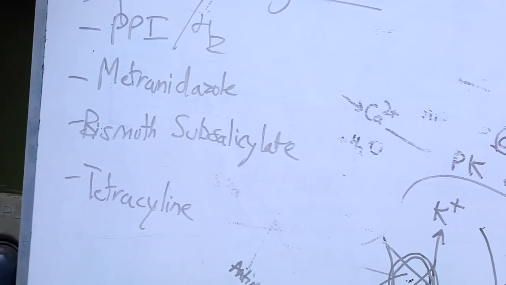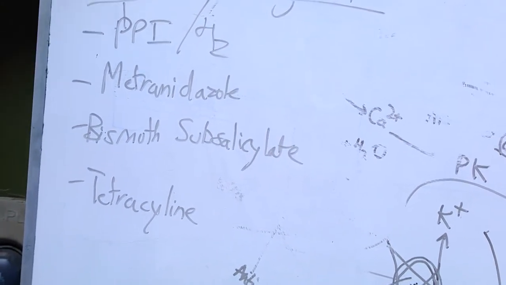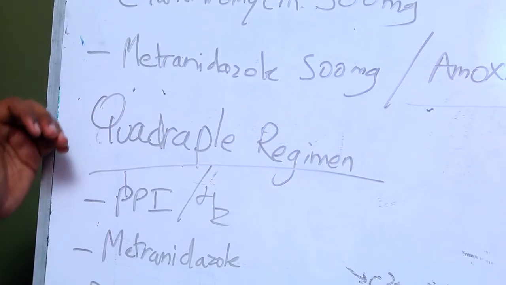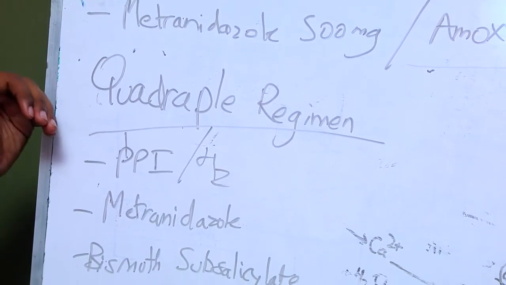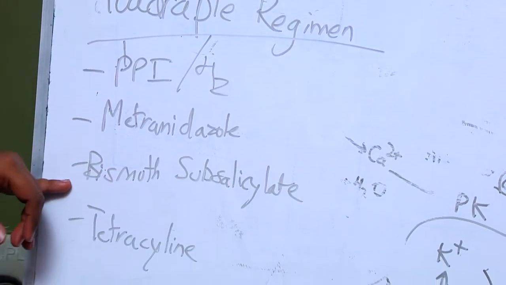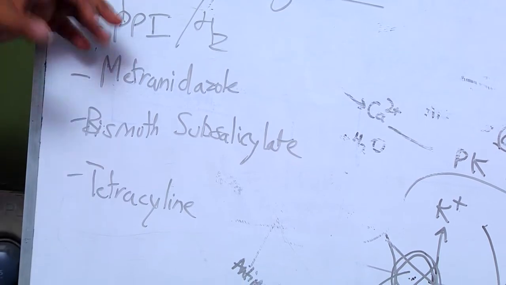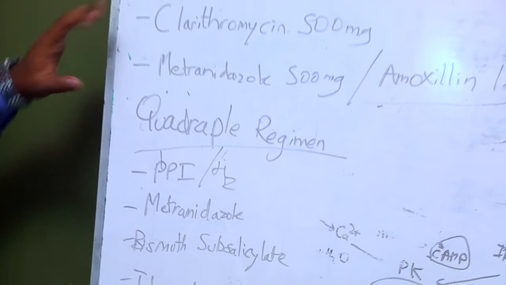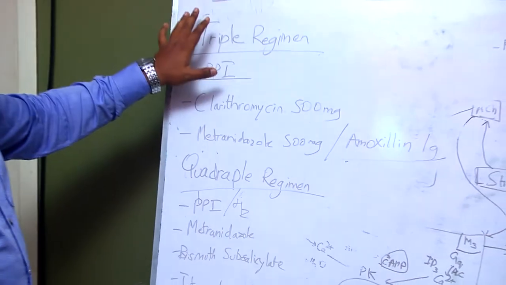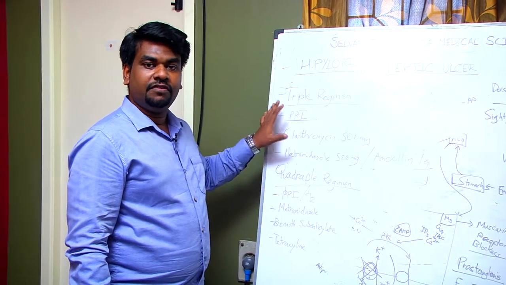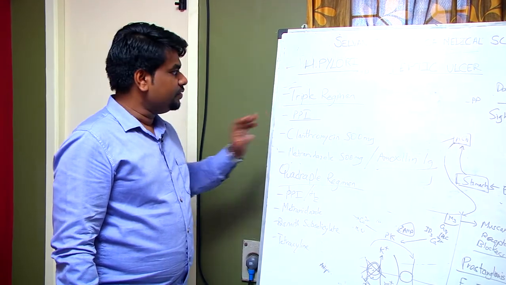Okay, the triple regimen consists of 3 drugs, which is a proton pump inhibitor, clarithromycin, and metronidazole or amoxicillin. And then you have a quadruple regimen wherein you can give a proton pump inhibitor and metronidazole followed by bismuth subsalicylate and tetracycline. You can also substitute the PPIs with an H2 blocker. So these are the 2 regimens which are very useful in controlling the infection by the Helicobacter pylori, which has been found to be very useful. Now let us summarize the whole treatment of peptic ulcer.